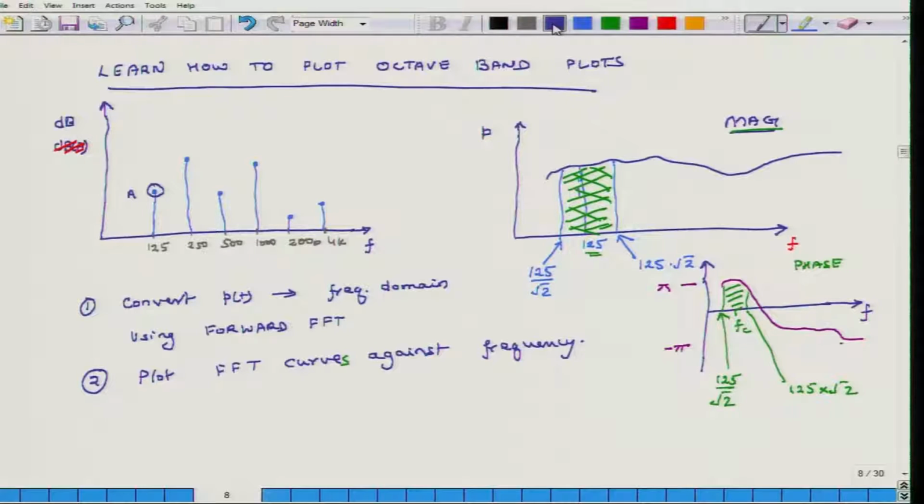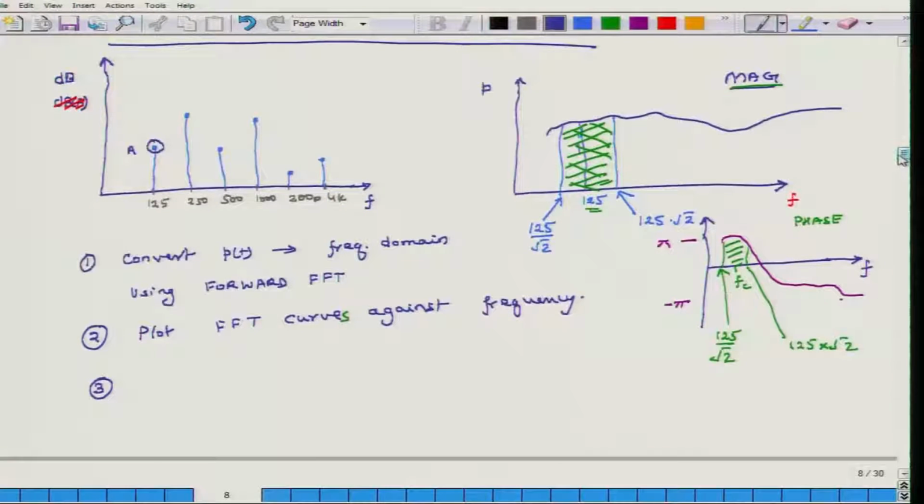Then what is our goal? To add up all the energy in this band, right? So, add up all the energy in this band, convert it into decibels and plot point A. That is our goal. So, our goal is that we have to plot point A from the magnitude plot and from the phase plot. Okay. So, what do we do?